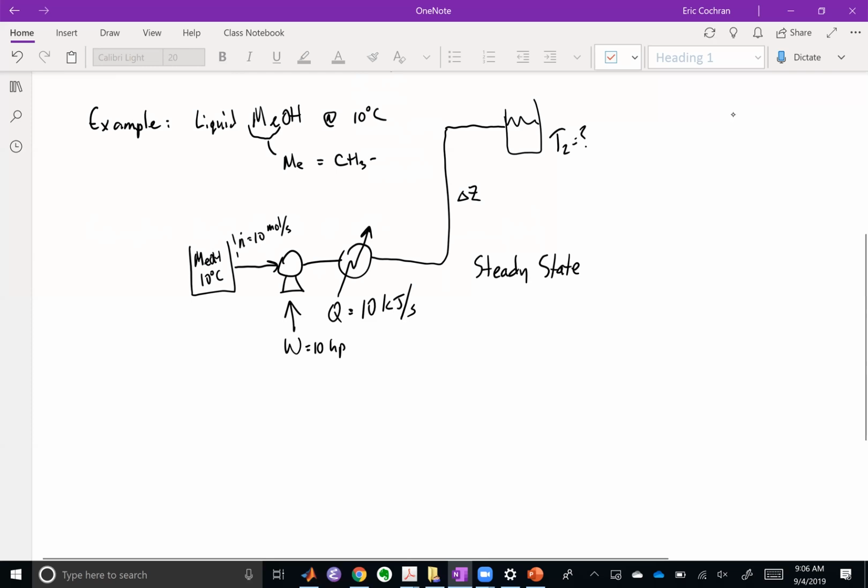Probably one right here. And if I want to account for all the features, then I should probably draw the exit of the system after all those different features have had a chance to take effect. Oh, my delta z is 10 meters. All right, so we'll start with the whole thing.